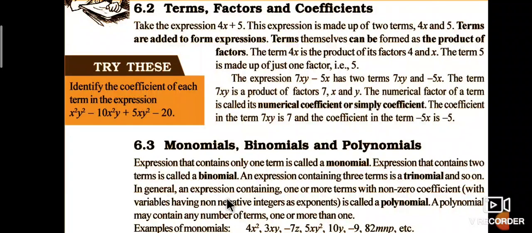A polynomial is an algebraic expression containing one or more terms with non-zero coefficients, with variables having non-negative integers as exponents. A polynomial may contain any number of terms, one or more than one.